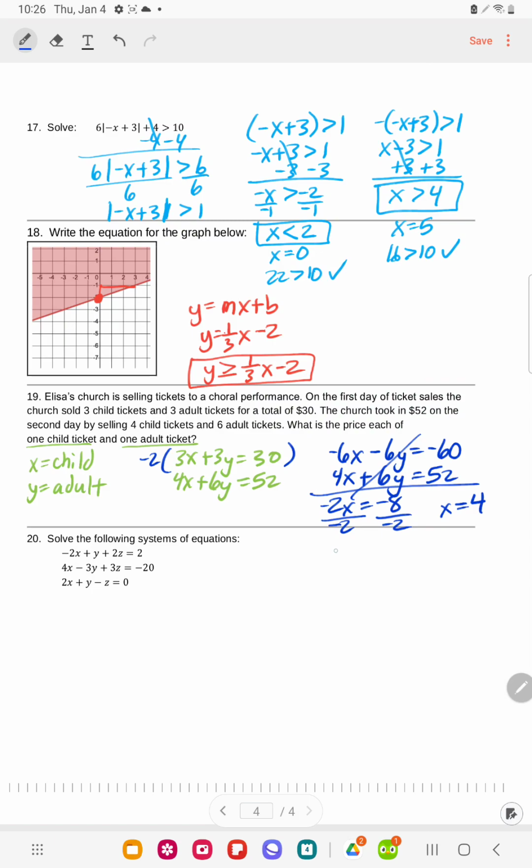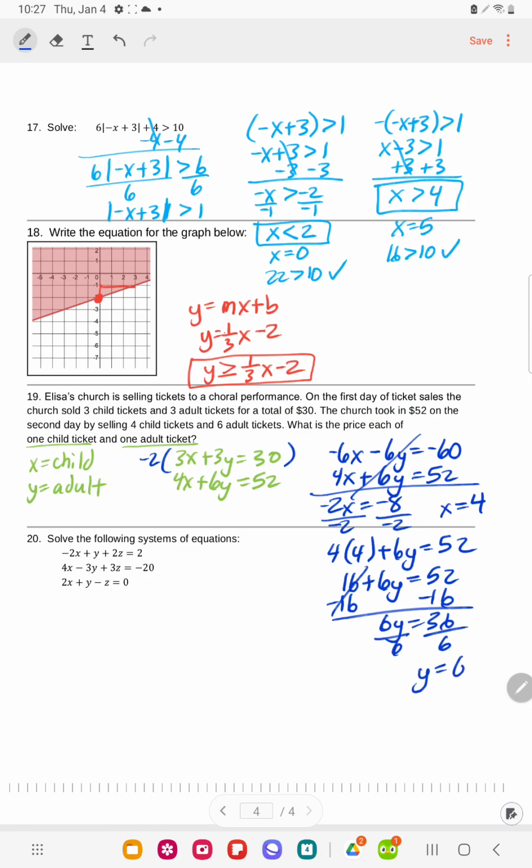If a child ticket is worth $4, we're going to do 4 times 4 plus 6y equals 52. 4 times 4, using the second equation, is 16. Plus 6y equals 52. Subtract 16 on both sides, and we're left with 6y is equal to 36, so each adult ticket is going to be worth $6. And each child ticket is going to be worth $4.